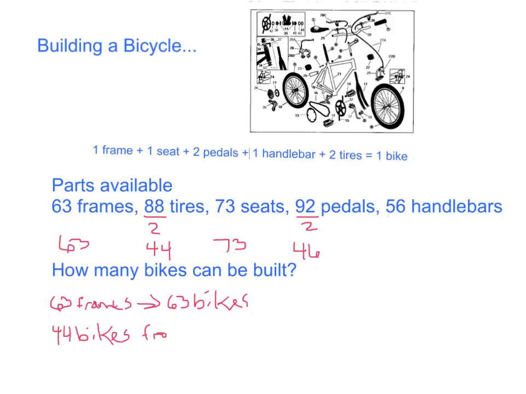And then we have 56 handlebars, and we can make one for one, so that's 56. So we know tires are going to prevent us from building more bikes, so that's our limiting reactant. We can only build 44 bikes, unless you want to build them without tires. Then you'd run out of pedals after a while and just wind up with some seats.